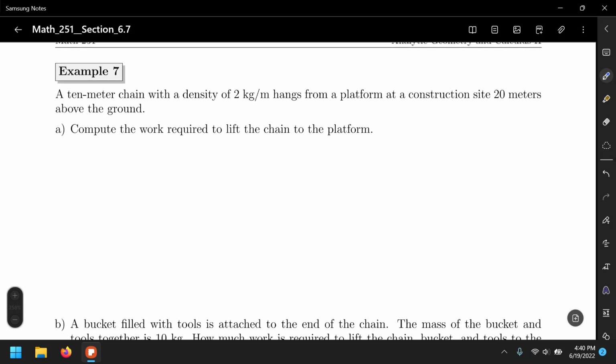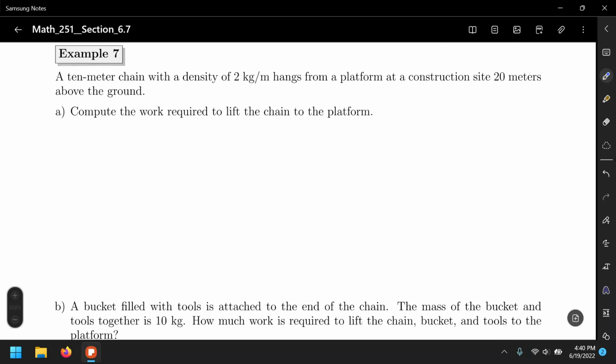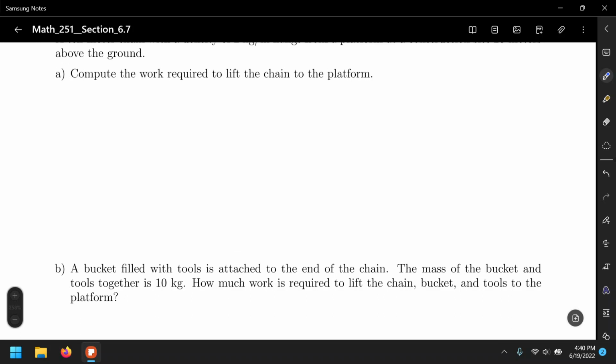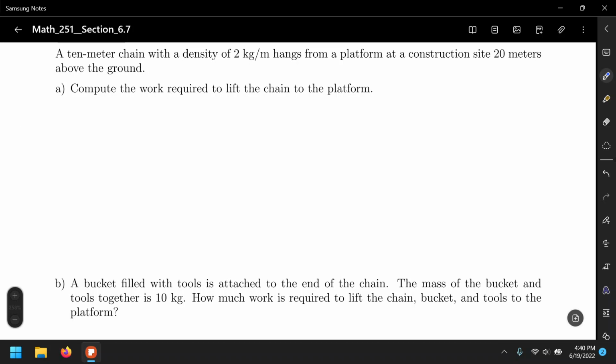All right, so let's look at one example. A 10-meter chain with a density of 2 kilograms per meter hangs from a platform at a construction site that is 20 meters above the ground. Compute the work required to lift the chain to the platform, and we'll look at letter B soon. Let's make a little drawing here, of course. So right here is y equals 0. However, in this case, be careful, because the chain that is being pulled is not 20 meters, it's only 10 meters. So be careful here.